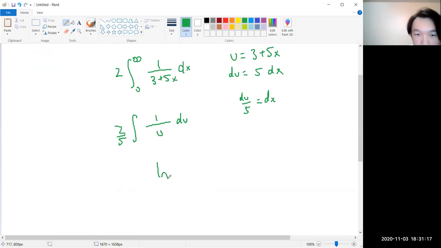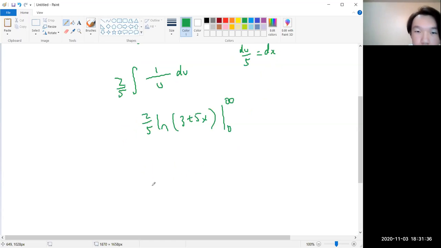So we have ln of u. We'll just put u back in now. So that's 3 plus 5x, and then have the 2 over 5 in the front. So now it's integrated. We had to evaluate this from 0 to infinity.